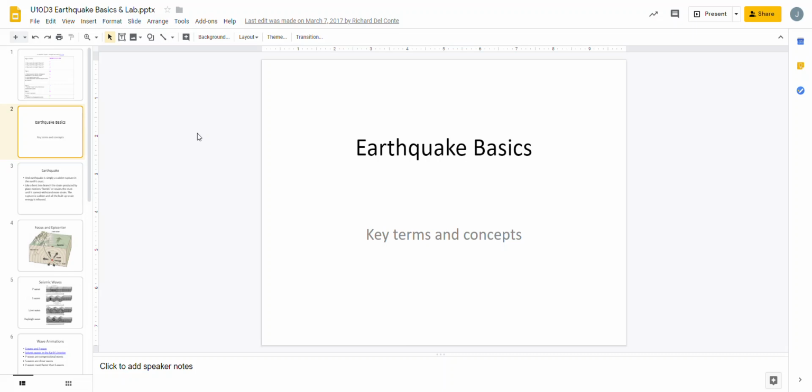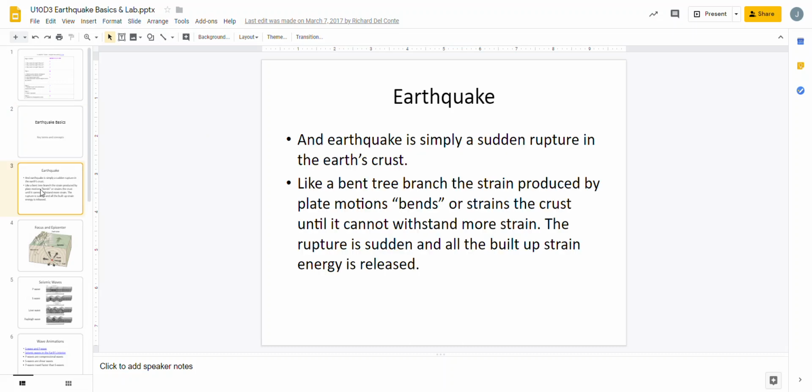Some earthquake basics before you do the Earthquake Epicenter Magnitude Lab. First, an earthquake is simply a sudden rupture of the ground, of the Earth's crust. It's much like a tree branch that when you bend it, you're putting strain on it and storing energy in it, potential energy. And if you bend the branch too far, it will rupture and snap, break, like a meter stick that you bend too far.